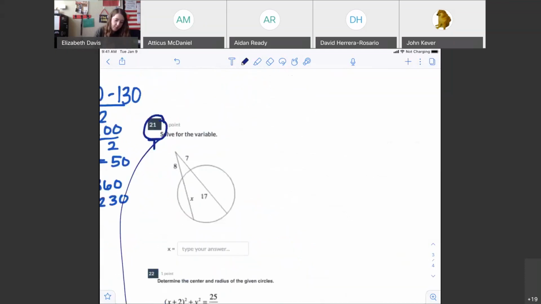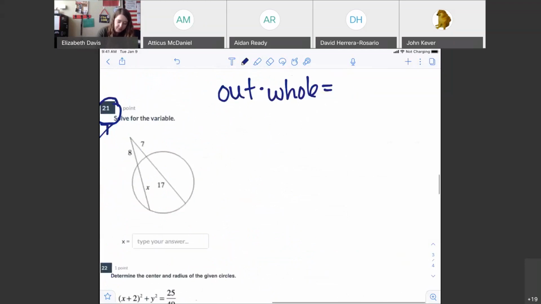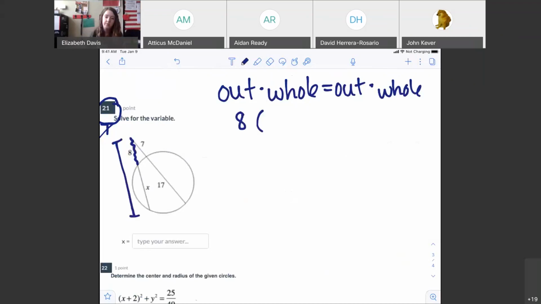Okay, so on 21, we are still doing out times whole equals out times whole. Over here, my outside part is 8. What's the whole? Careful, what do we do with the x and the 8? We don't multiply them, we add them, right? So I want 8 plus x here.